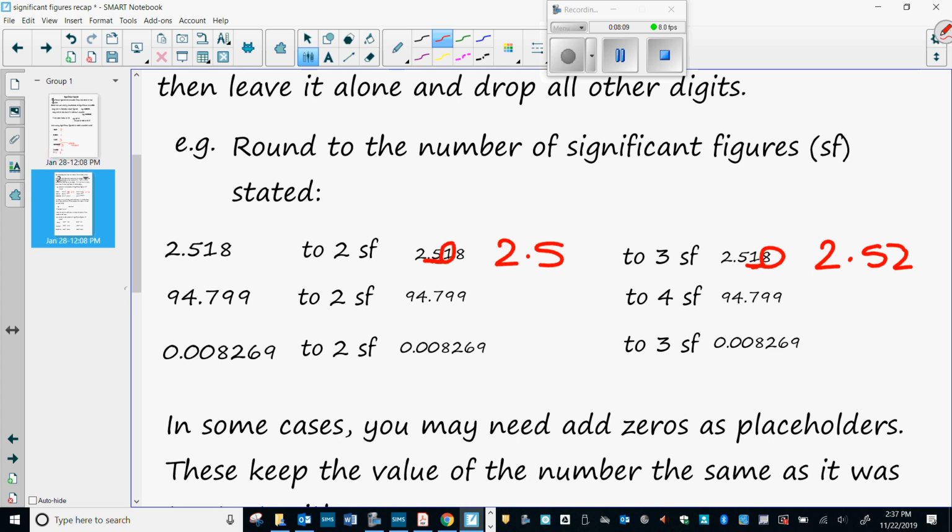If the zeros are before, you still add them. No, we haven't got to that one yet. Nice question though. We'll ask it in a few seconds when we get there, okay?